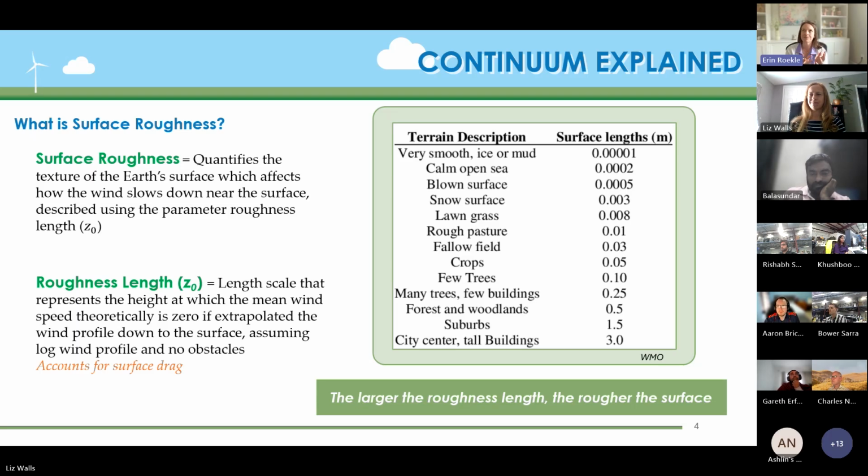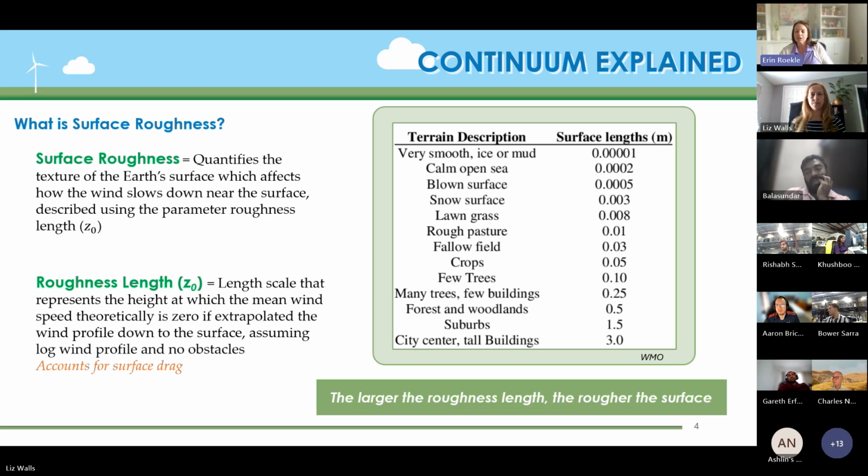I guess let me rephrase that a little bit. So if I have a really small surface length or a roughness length number, it means that the surface isn't going to be as grabby onto my wind. Whereas if I have a large roughness length number, the surface is very rough, there's a lot going on, and it's really going to be impacting the flow right at the surface.